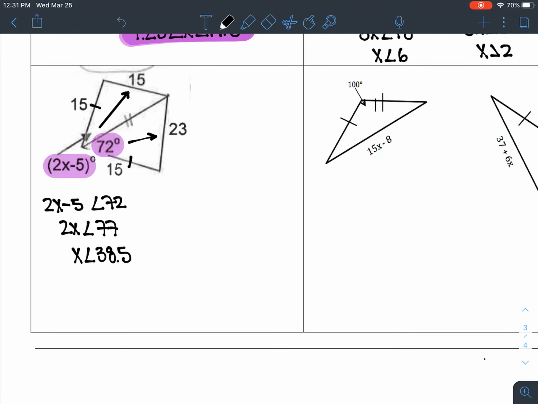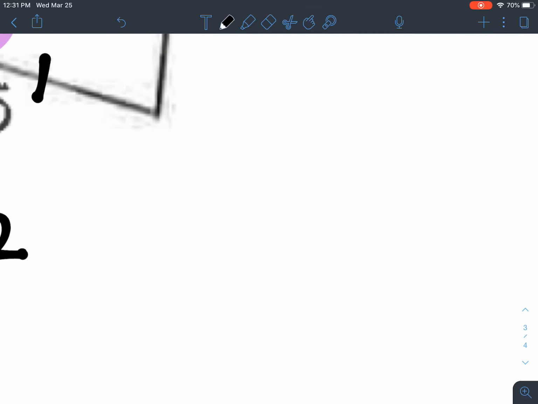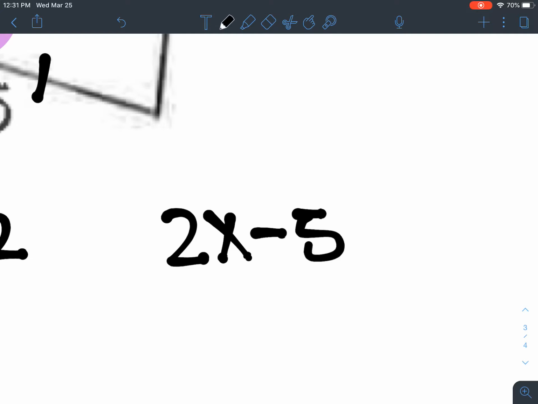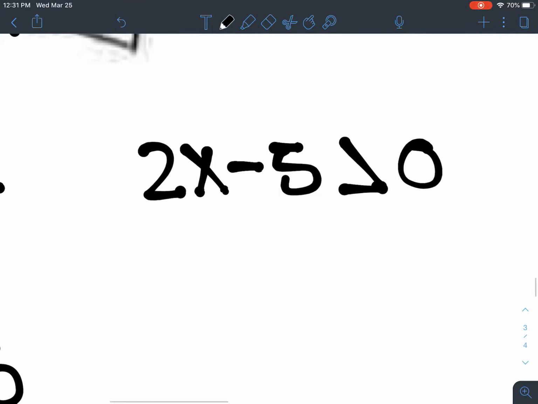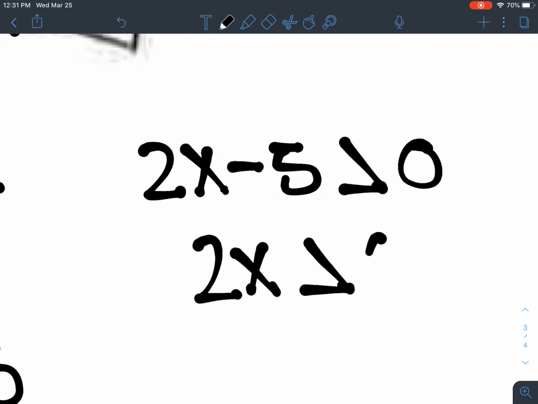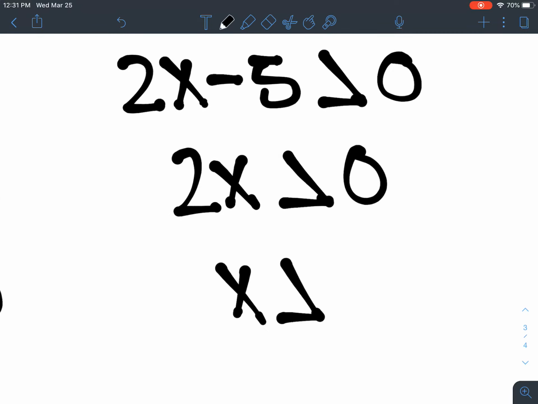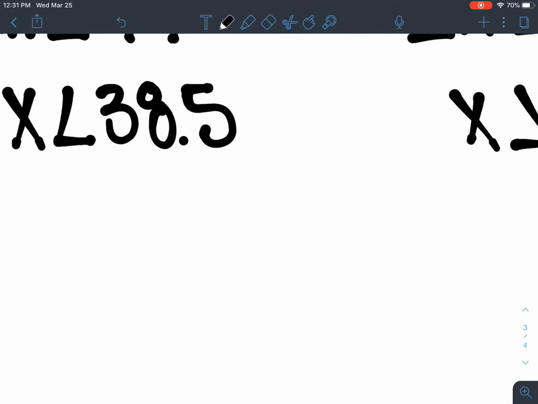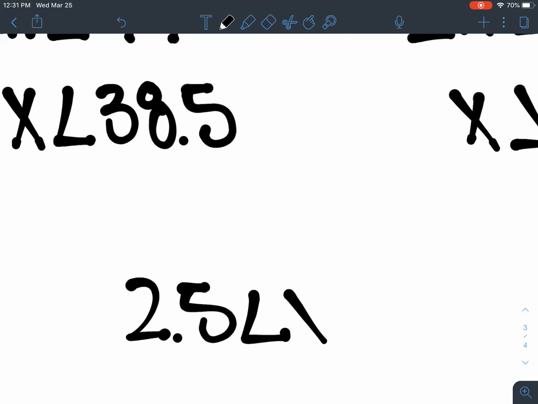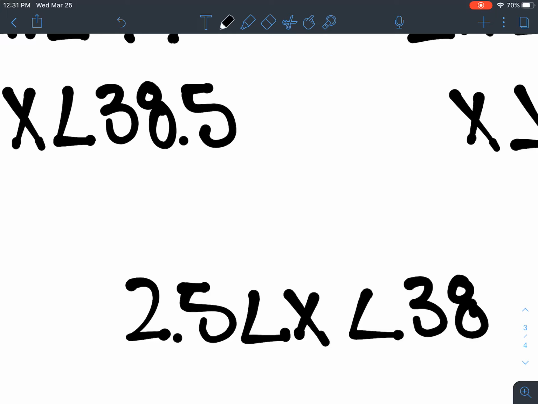Now, we're saying that 2x minus 5 has to be less than the 72, which means it could be any number that's less than the 72, which includes the negative numbers. So then we also have to state that 2x minus 5 has to be greater than 0. And when solving, we get x is, wow, that was bad math. X is greater than 2.5, which ultimately means that x has to be stuck in between 2.5 and 38.5.